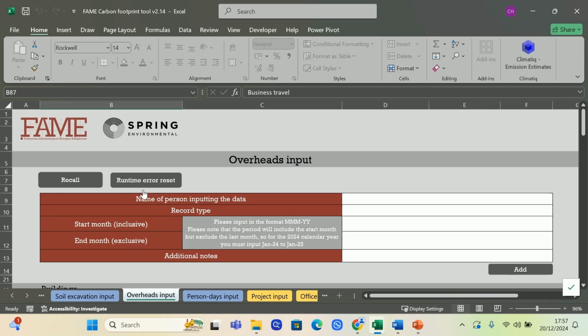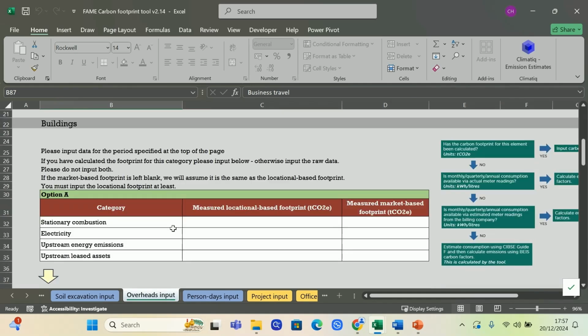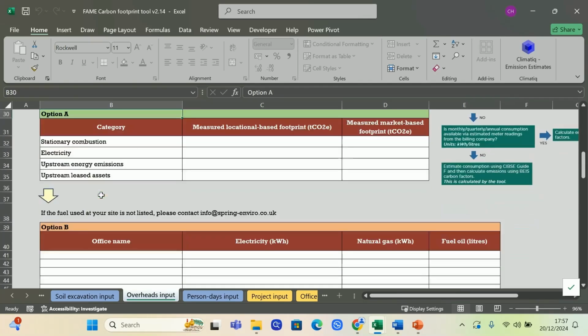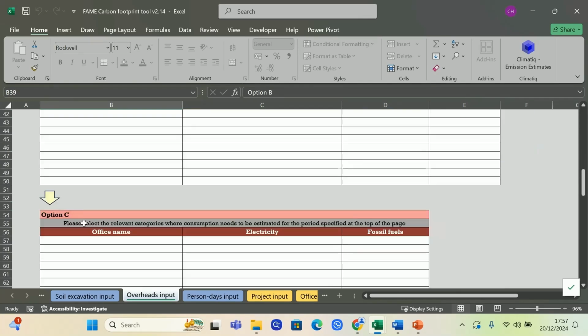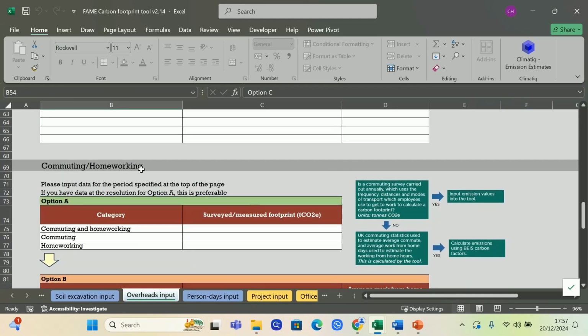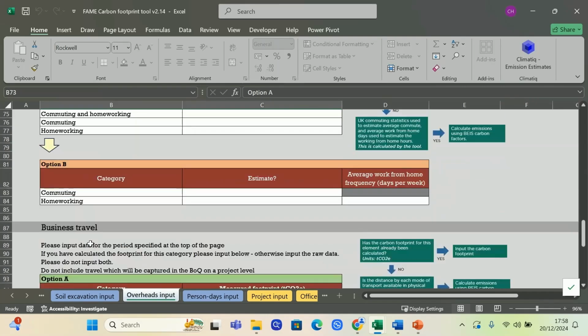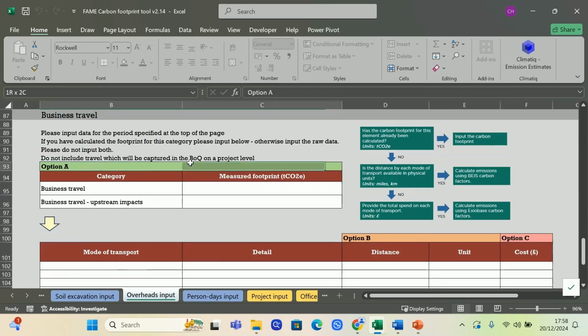Consistent with other tabs in the tool, we're using a data preference hierarchy to ensure best quality data. So we've got the red, amber, green. Option A is highlighted green and is the preferred option. Then we've got option B in amber and option C in red. This is the same for the other sections of this input tab. So you've got option A green, B amber, and then for business travel, option A green and B and C here.